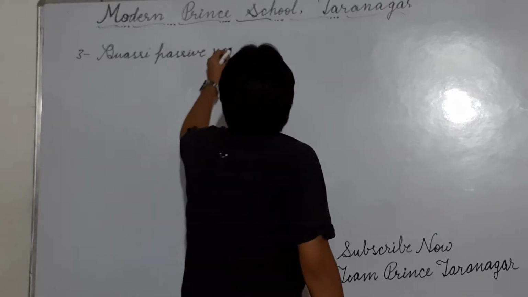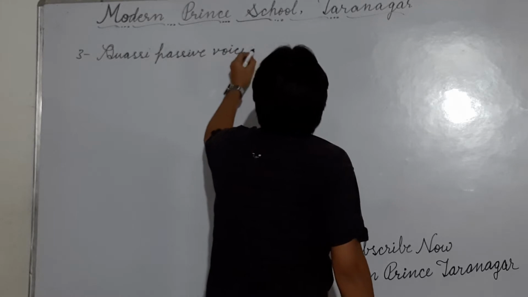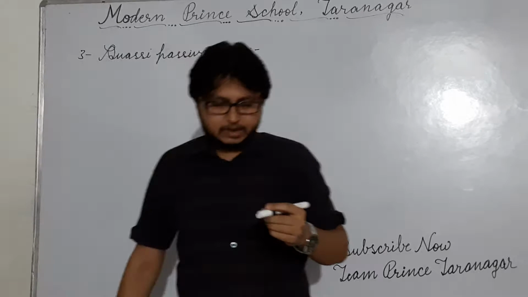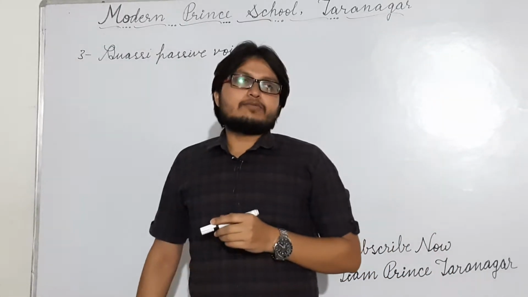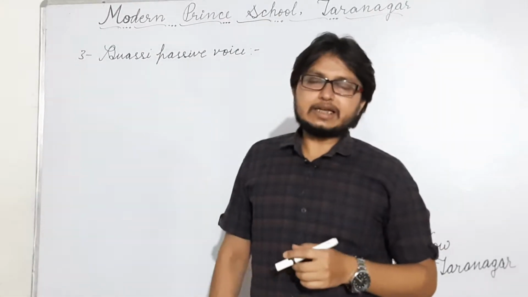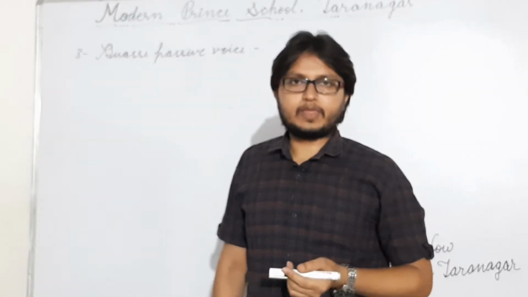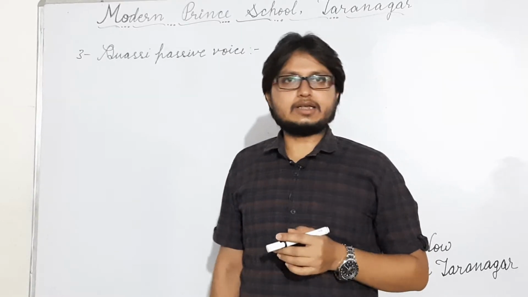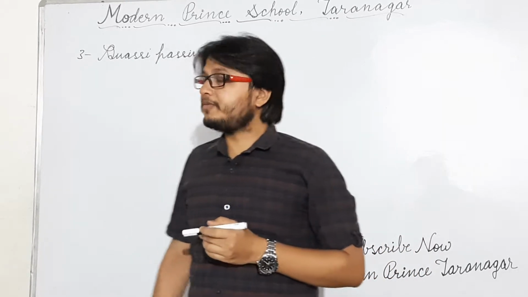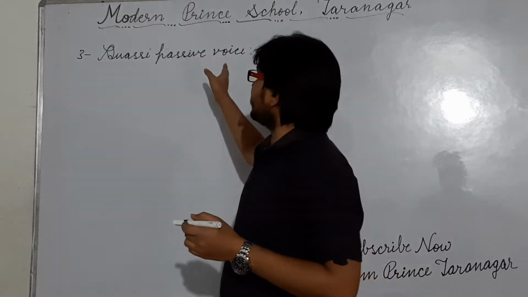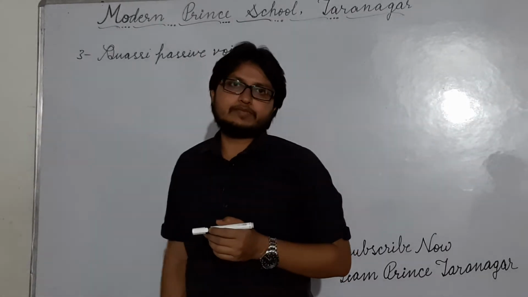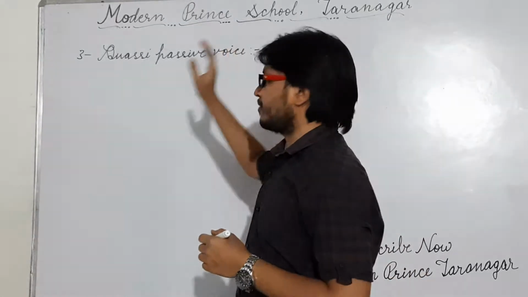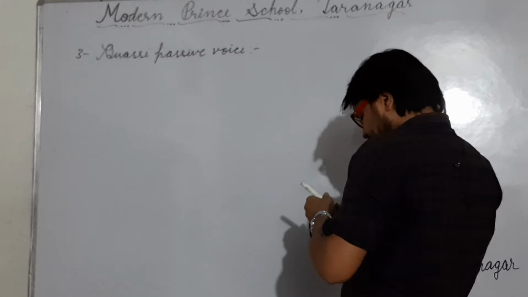Quasi passive voice. Let me first remind you what active voice and passive voice are. We learned last day what active voice is. When the subject is the doer of the action in a sentence, it is called active voice, and when the subject is the receiver of the action in a sentence, it is called passive voice. Now we will study the third topic: what is quasi passive voice, and how would we define it? Okay, then we can define it like this.